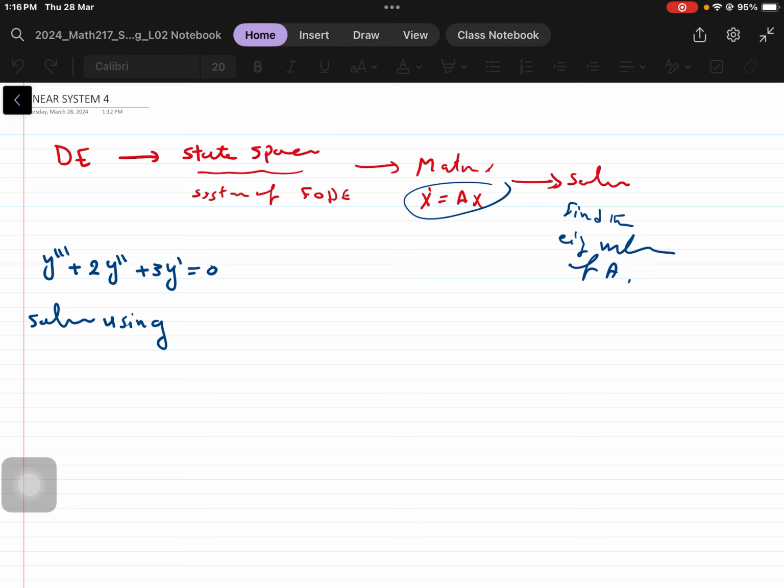Solve using matrix. So again, this is a higher order differential equation, and we need to convert it into state space, and then convert state space into matrices, and then try to find the eigenvalues and eigenvectors, and then write it.